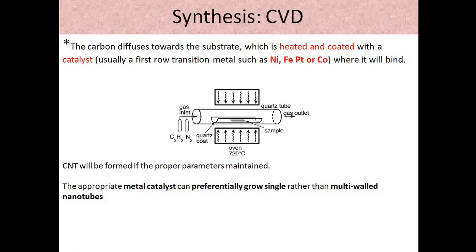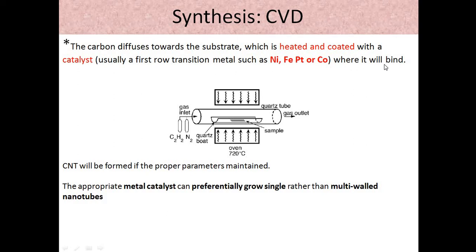The carbon diffuses toward the substrate. Here is the substrate we have kept. Carbon generally diffuses toward the substrate, which is heated and coated with the catalyst. Again, the catalyst is very important because the growth of carbon nanotube generally takes place on the surface of the catalyst. What type of catalysts are used here? Generally different catalysts are used, for example nickel, iron, platinum and cobalt catalysts.